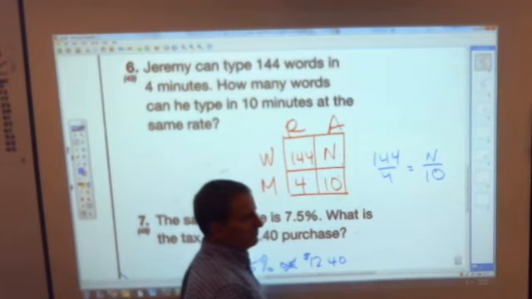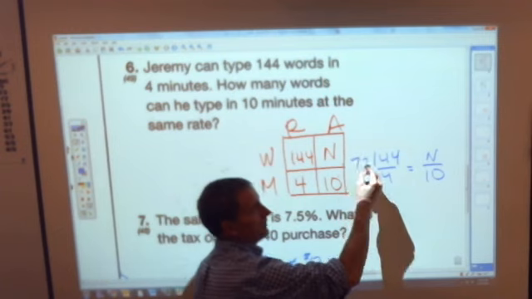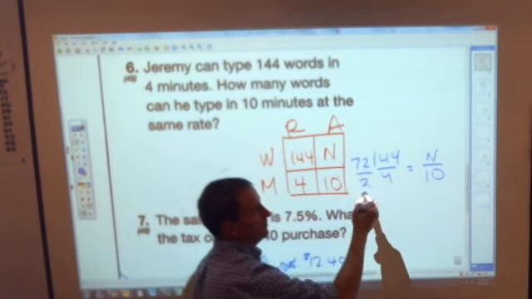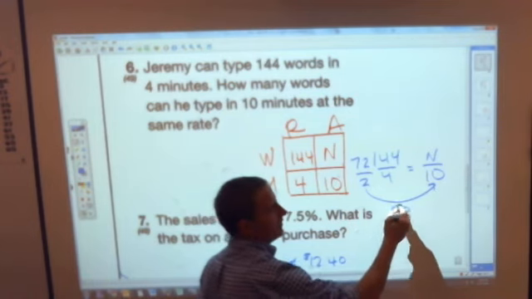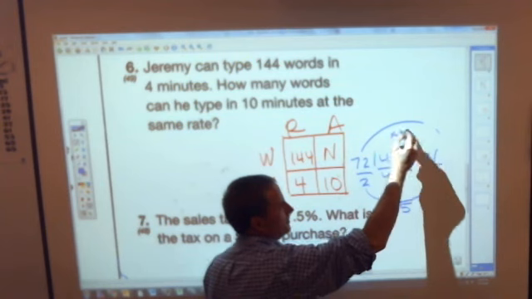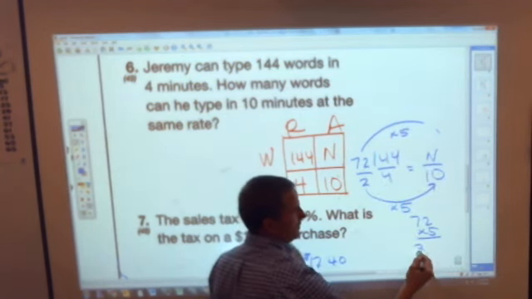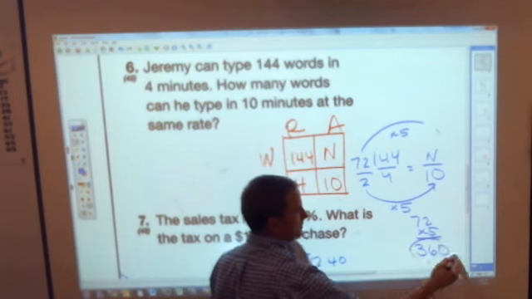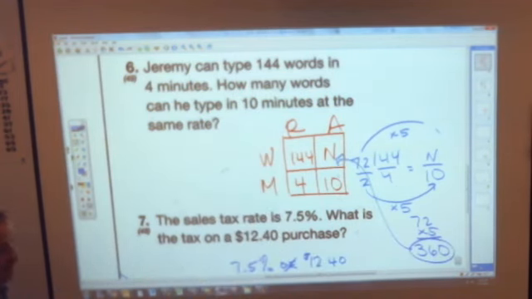What would you do, Ethan? Cut them in half. Half of 144 is 72. Half of 4 is 2. Can you go from 2 to 10? Yes, multiply by 5. So I then can multiply the top by 5, and 72 times 5 would be 360. 360 words in those 10 minutes. Sydney, you have to draw the box.